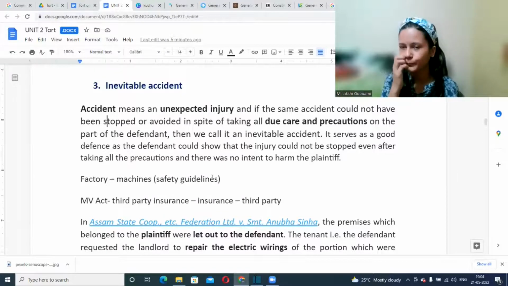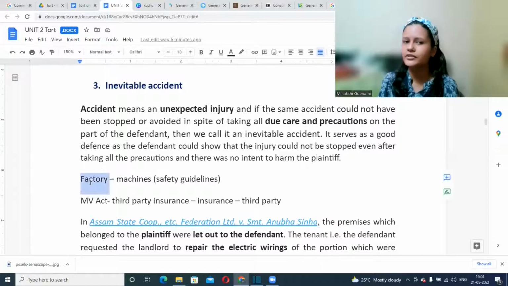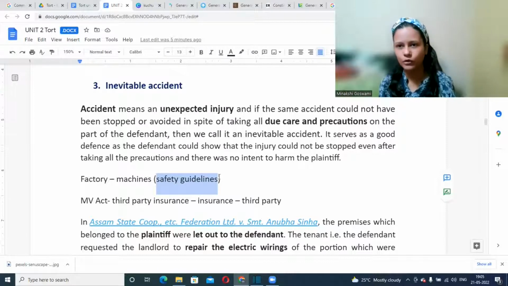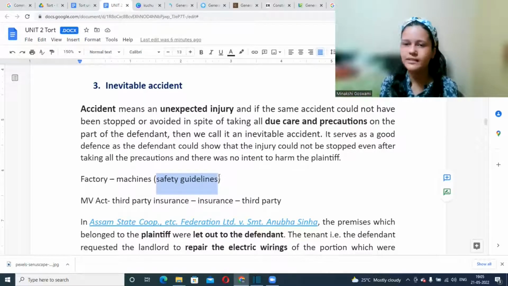Like in factories, there are very big, heavy machines which run very fast, right? Obviously, there is a risk involved because all these are machines. Any moment they can get damaged or some accident may happen. So take, for example, there is a factory. In the factory, all safety guidelines were being followed. There are some heavy machines, only skilled employees were allowed to operate the machine, and all precautions were taken. It was properly maintained, everything happened. But even after that, one day an accident took place because the machine suddenly stopped working.